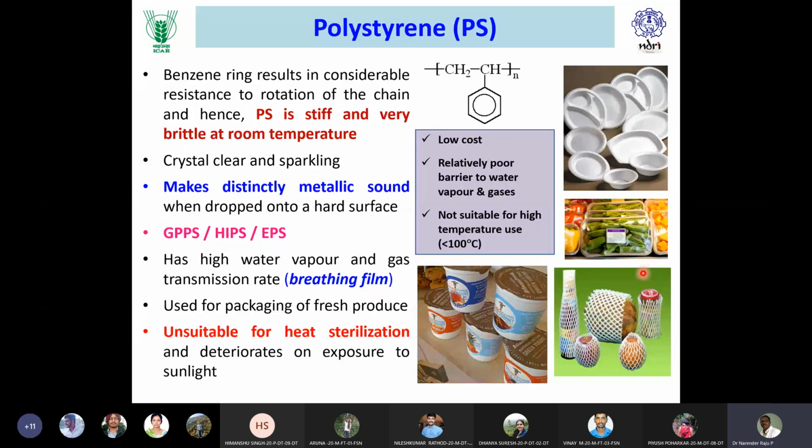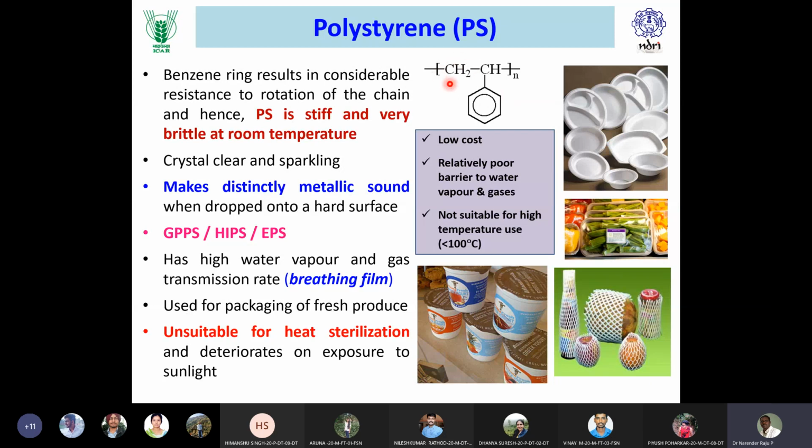Next, another very commonly used commodity plastic is polystyrene. If you look at the polystyrene material, you can see the structure of this. The monomer of polystyrene I gave you in the previous class. Styrene is the monomer, also called vinyl benzene.